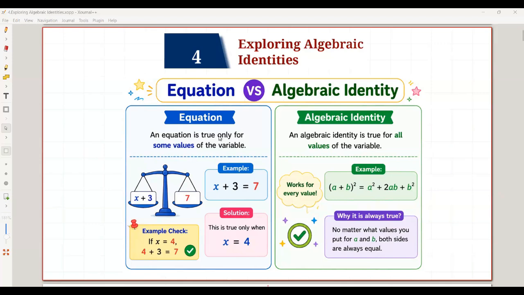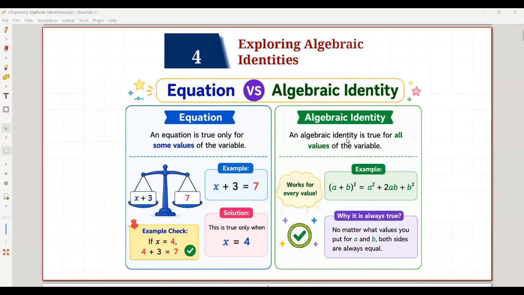An equation is true only for some values of the variable. For example, x plus 3 is equal to 7 is an equation. In this equation, only x is equal to 4 satisfies it, because 4 plus 3 is equal to 7. Instead of x, I cannot take some other value, as the equation will not be true. That's why we say an equation is true only for some values of the variable.